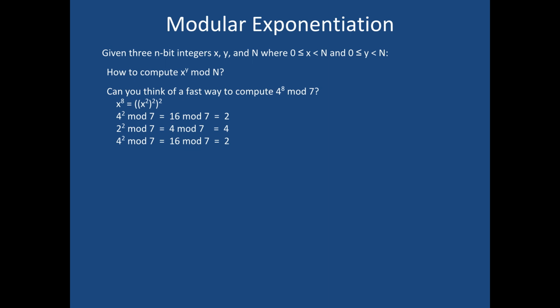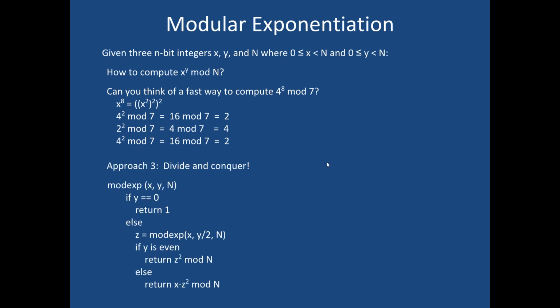Well, that's great if all our exponents are powers of 2. But they don't come that way. We're going to use a divide and conquer algorithm, and here it is. So we're given x and y, and the assumption is x and y are between 0 and n. We want to compute x to the yth power mod n. Now, if y is 0, the answer is 1, and we're done.